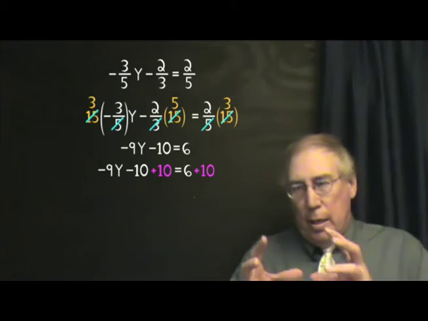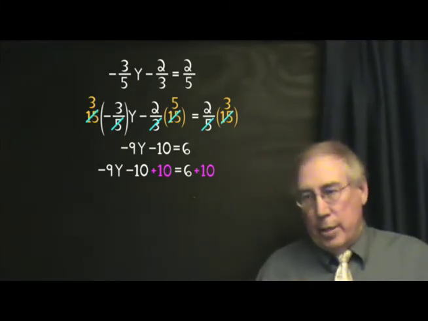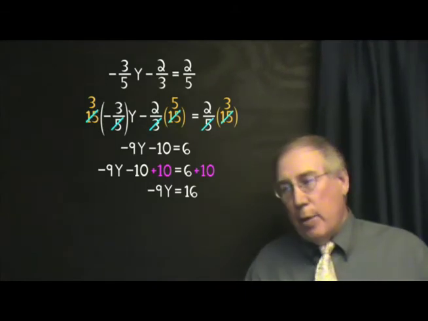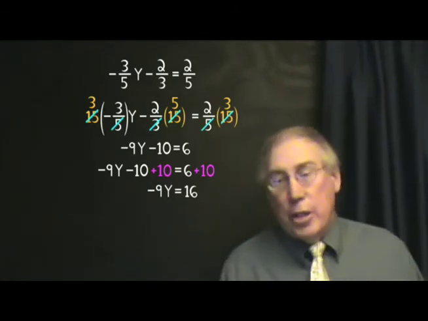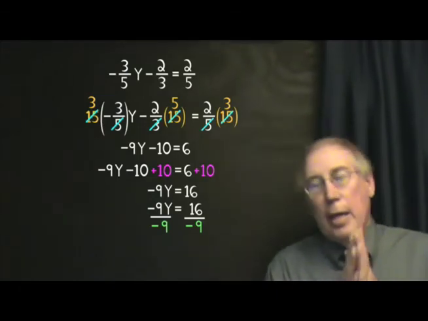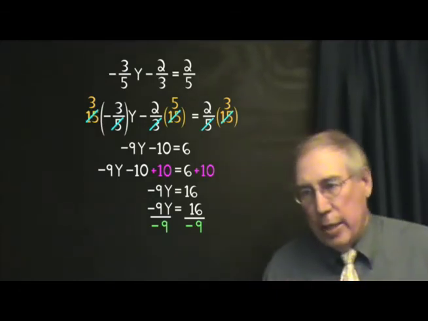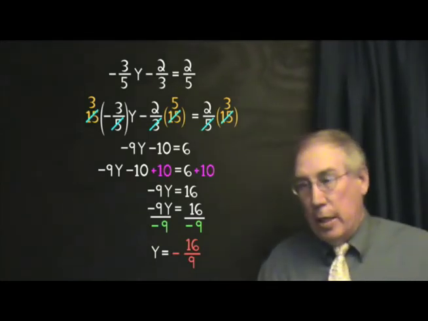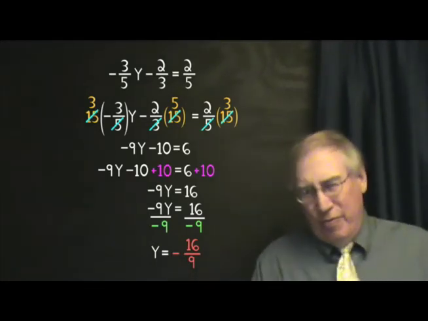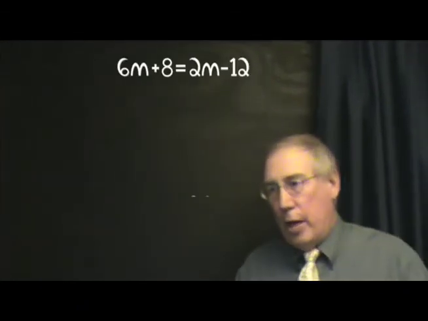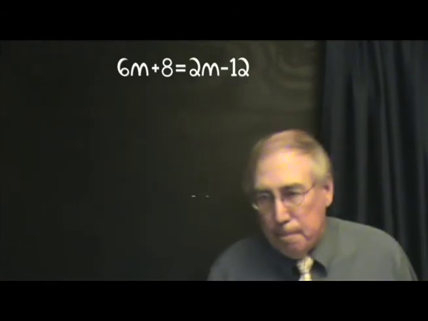Now, let's add 10 to both sides. So that will leave us on the left-hand side a negative 9y, and on the right-hand side 16. Take the coefficient of y, a negative 9, and divide that into both sides, and we'll get y equals negative 16 ninths. So that's a way of making your equation a little less messy if you clear away all the fractions when you've got several fractions like that.